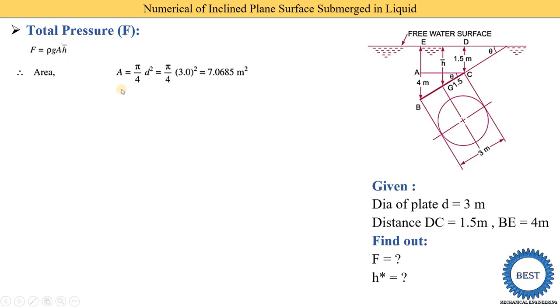So area A is equal to pi by 4 D squared. The value of D is 3. We solve this equation on a calculator, and we get the answer 7.0685 meter squared.